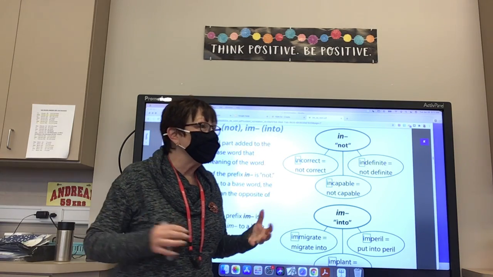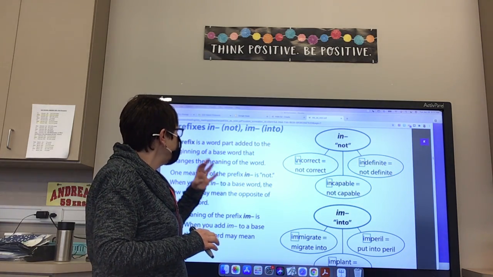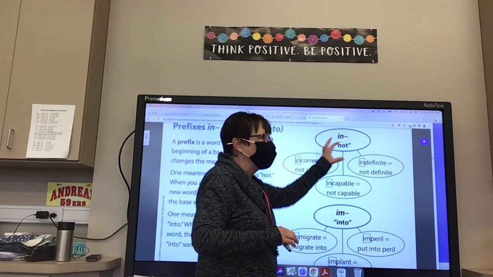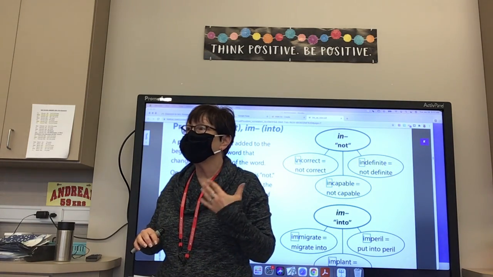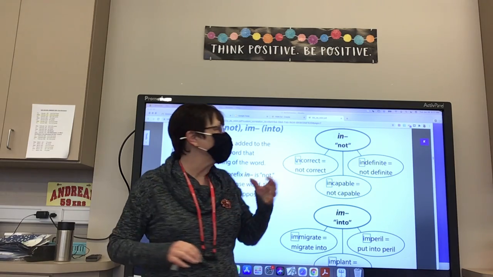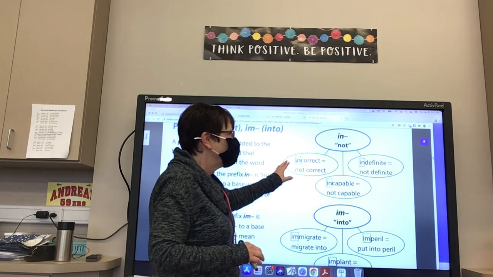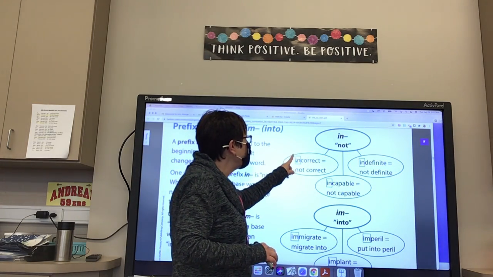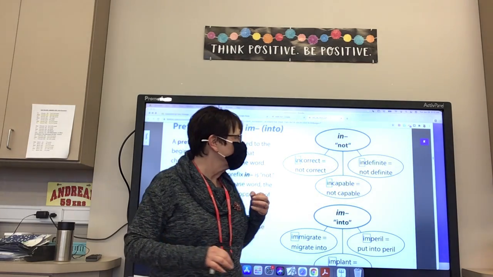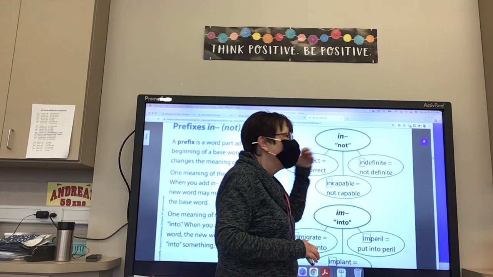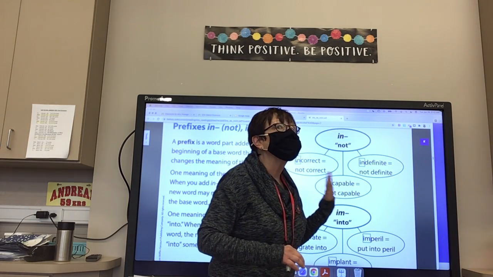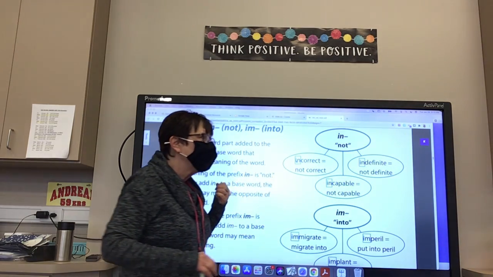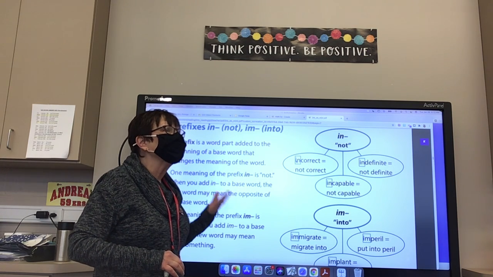And they change the meaning of the word, don't they, boys and girls? Yes. So, one meaning of the prefix IN is not. So when we see it at the beginning of a word, it means not or the opposite of the word. So if we have the word incorrect, it means not correct. If we have definite and we add IN to it, it means indefinite, not definite. Incapable, not capable.